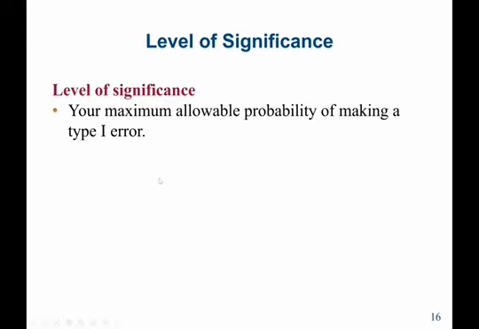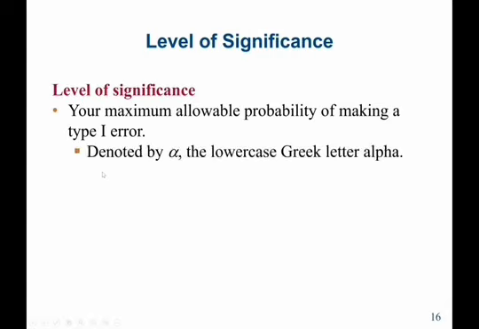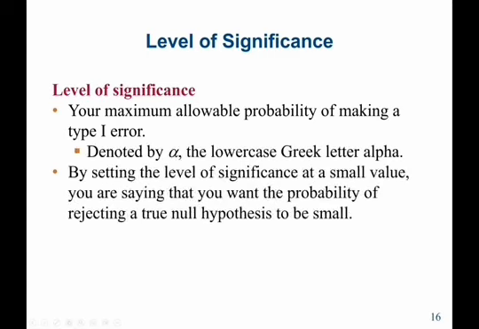So always we use alpha equal to 0.05. It means that's the maximum, 5%, the 5% allowable probability of making a type 1 error, that is, rejecting the true H0. Normally we use the symbol alpha, the lower case Greek letter alpha.